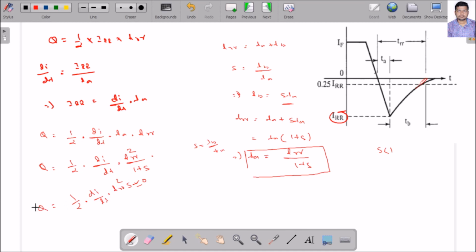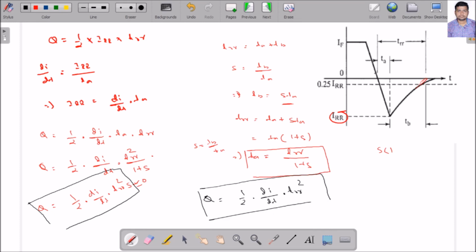Okay, then what is Q? Q equal to this. Again I am writing here. So Q equal to what? 1 by 2 di by dt into TRR square. Clear? So this is the stored charge.